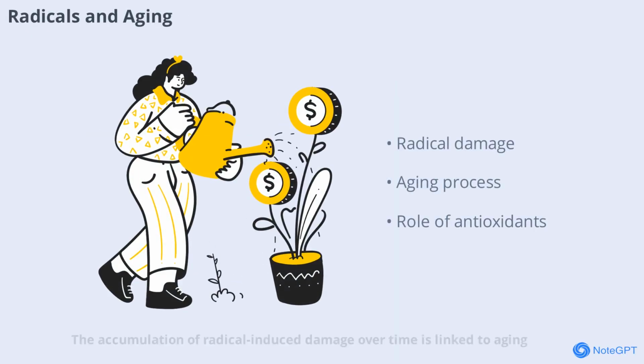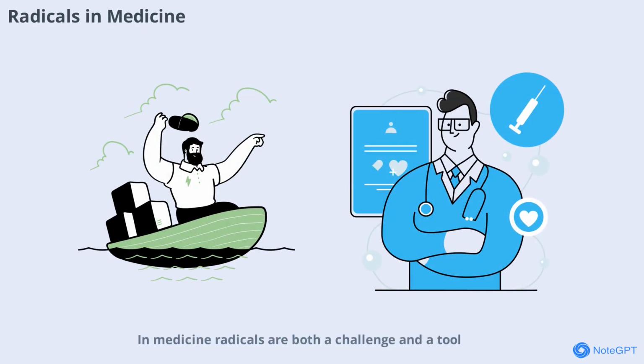The accumulation of radical-induced damage over time is linked to aging. Free radicals can damage DNA, proteins, and lipids, contributing to the aging process. Antioxidants in our diet help counteract these effects and promote healthy aging. In medicine, radicals are both a challenge and a tool. While excess radicals can cause disease, controlled radical reactions are used in treatments like radiation therapy for cancer. Understanding radical chemistry is helping scientists develop new medical technologies.